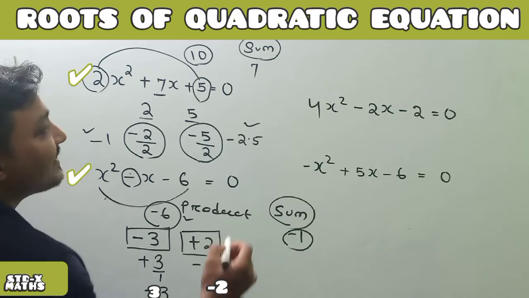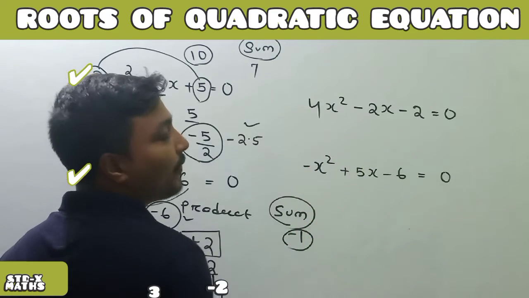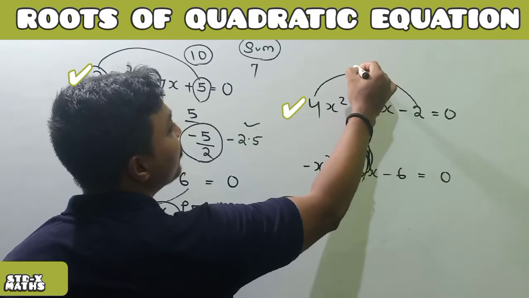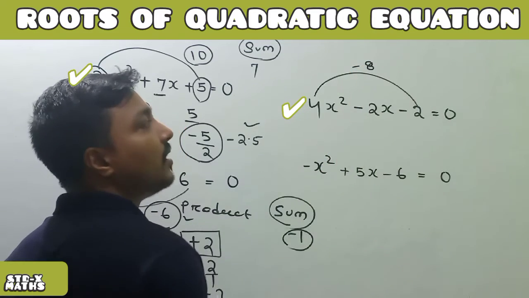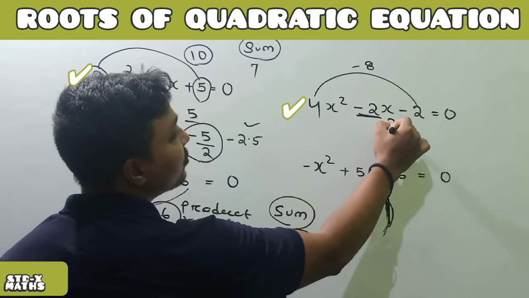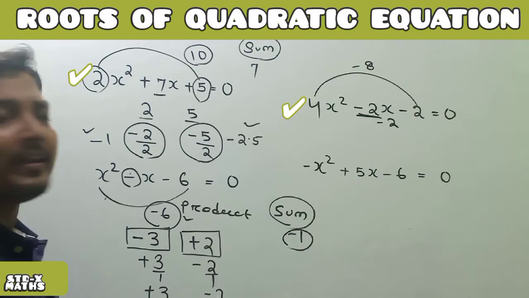Next question. This is another quadratic polynomial, and in this quadratic polynomial everyone knows that the product should be minus 8, and the sum should be minus 2.